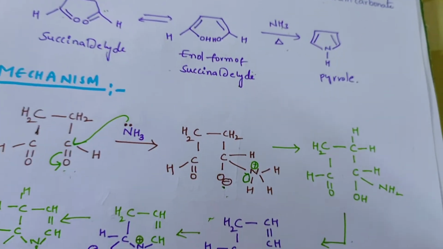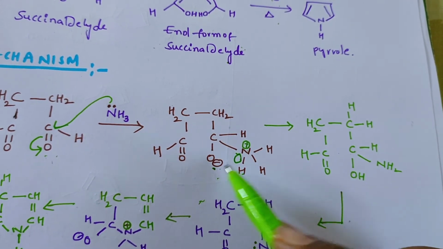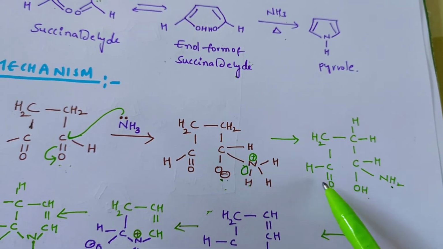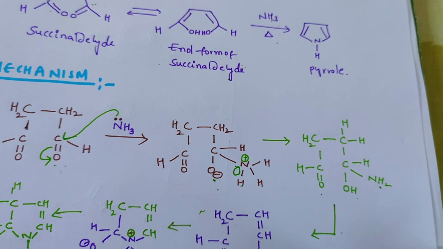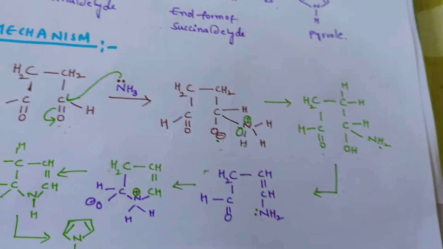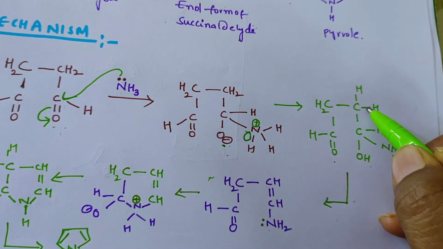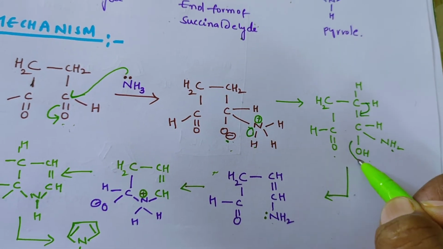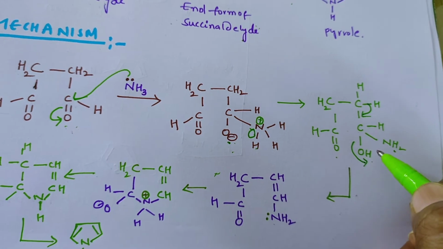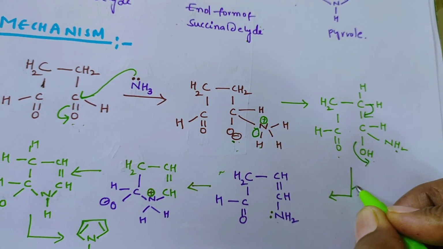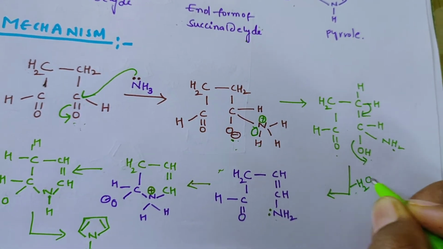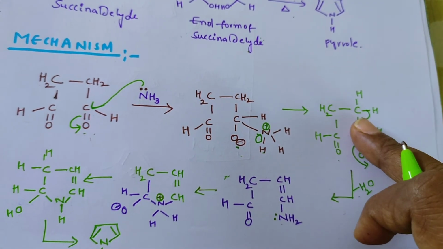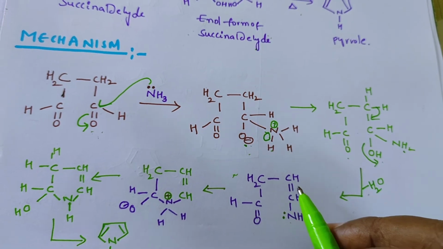After that you will get OH and NH2 on the same carbon. In the next step, this hydrogen is shifted to here and this OH is removed. So here H plus and OH are removed as water, that is minus H2O. So after shifting of the bond, you will get a double bond here.